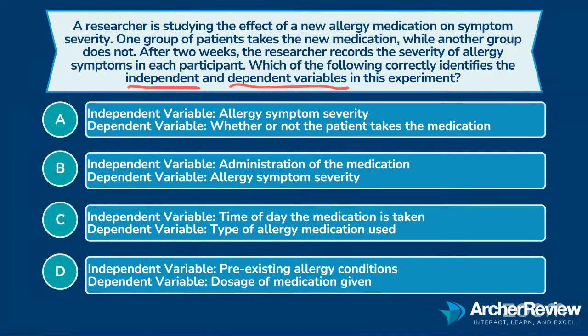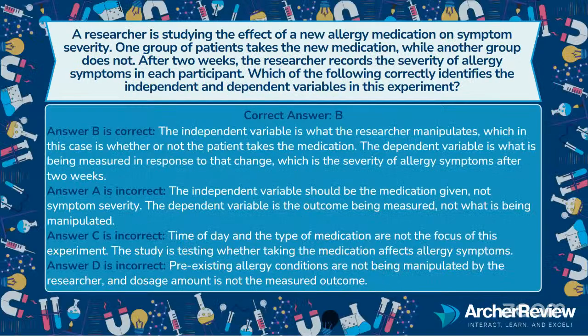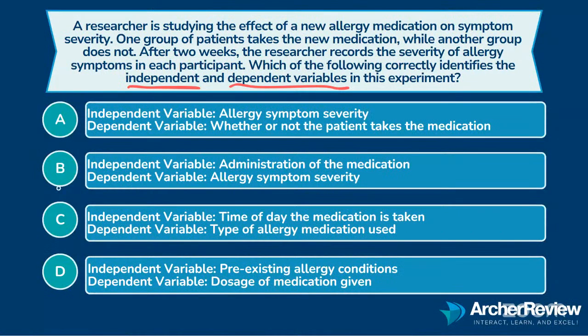All right, we ready for the big reveal? Here goes. Correct answer is B. B is our correct answer. So let's take a look. Independent variable, the administration of the medication. So the medication being given to the group. The dependent variable, their allergy symptoms.